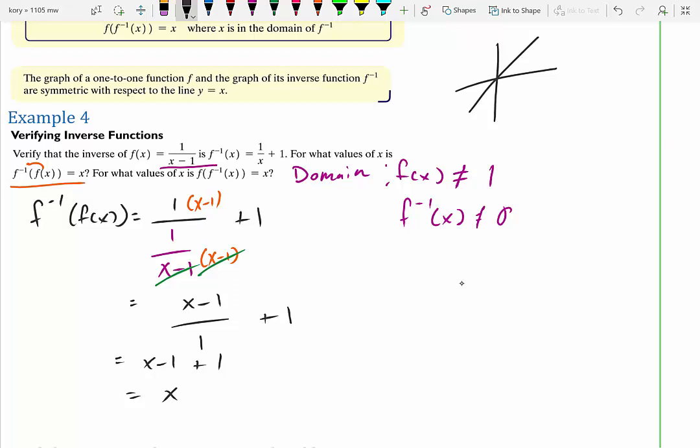What can x not be for f of x? 1. So we exclude 1 because you notice we're putting the function inside the inverse. So if the function's 0, what makes the whole inverse undefined? So that's why we only care about what matters when we plug it in. Because that's what the domain is when you plug it in: what you can and cannot get.